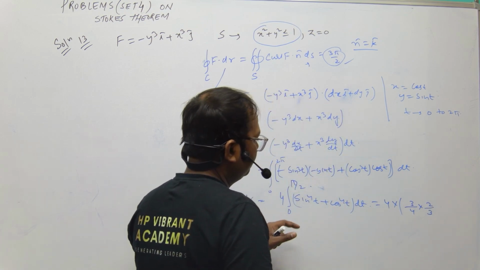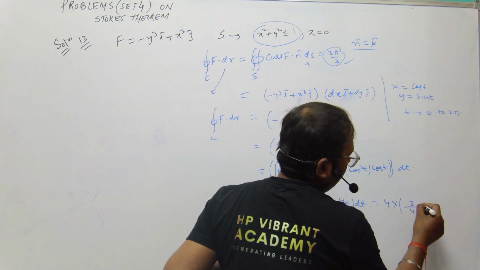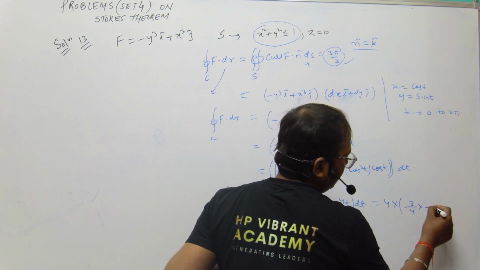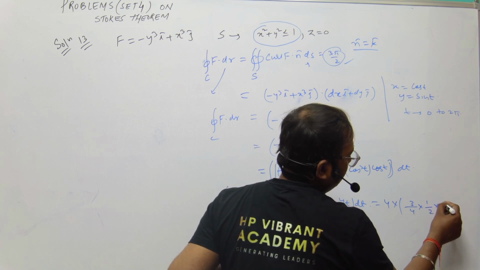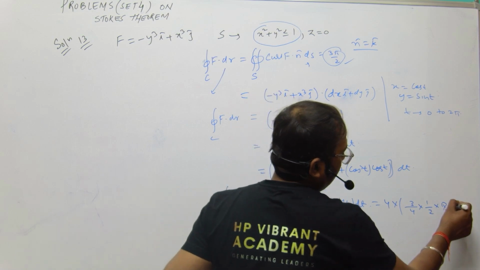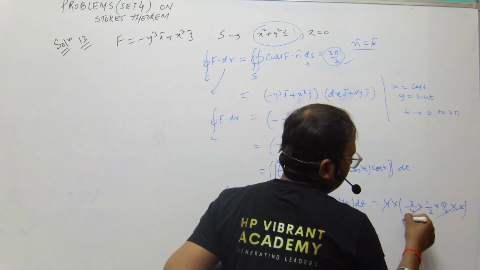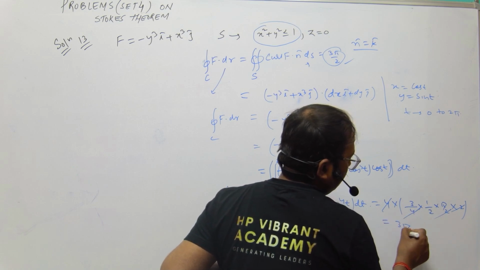Okay, sorry, this is 3. We have to subtract 1. So this is 2 and this is 1, 1 by 2, and this is pi by 2. Similarly for cos^4 t. So we can multiply this by 2, so this gets cancelled and this gets cancelled. So this is equal to 3 pi by 2.